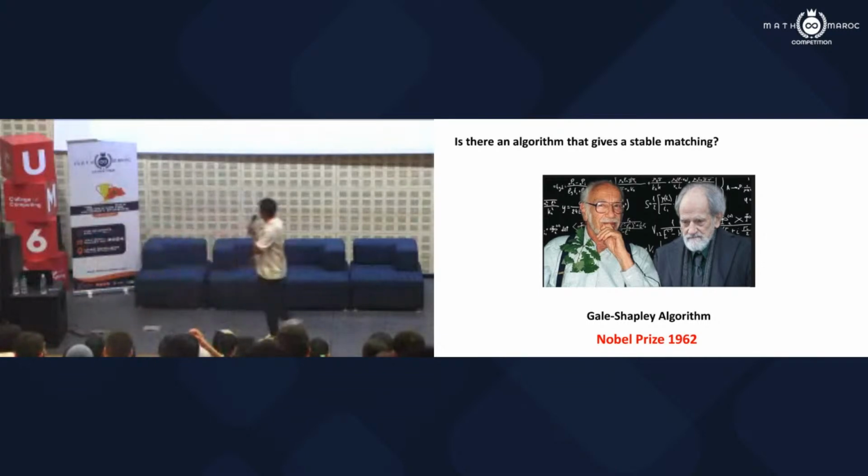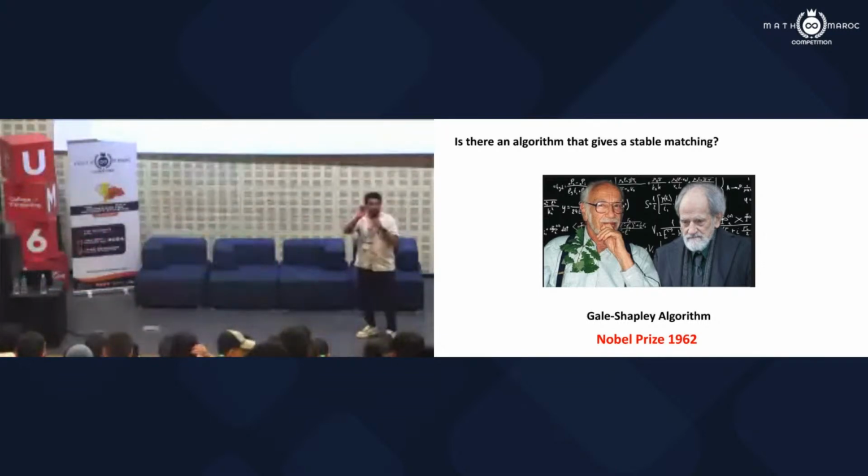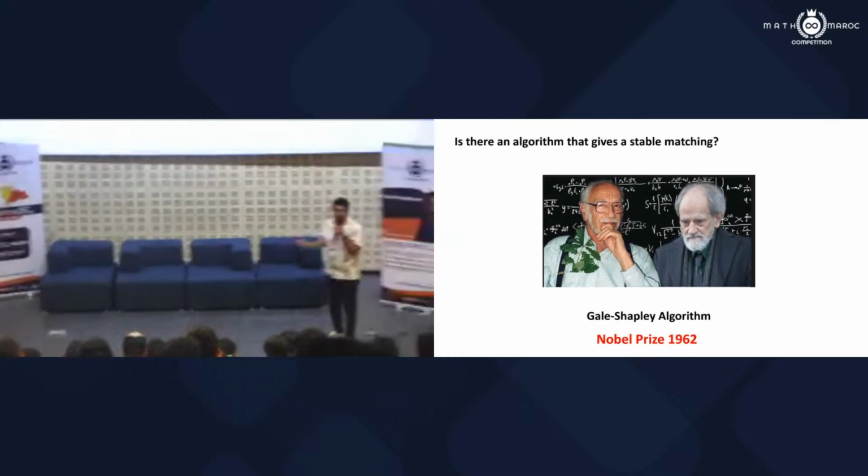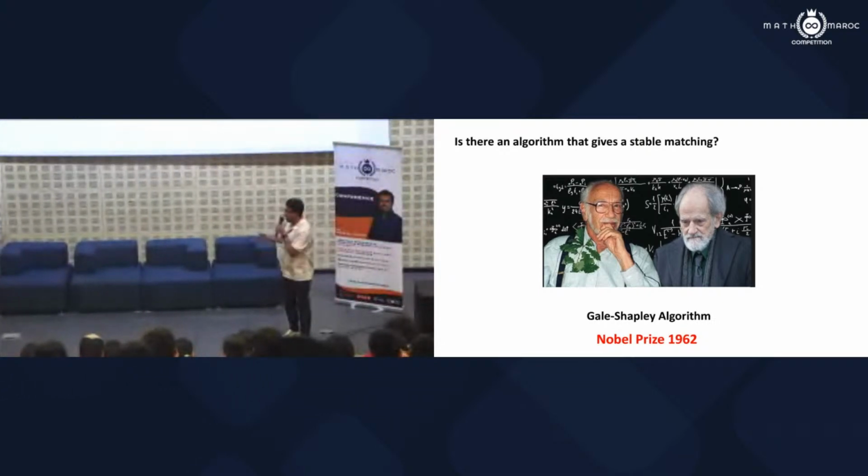So let me give you a glimpse of this algorithm. I'm going to use again men and women. You have a bipartite graph with men and women. Each man has a preference list, so you rank the women, and the same thing for each woman: she ranks the men. And the goal is to find a stable matching, a matching where there is no blocking pair.